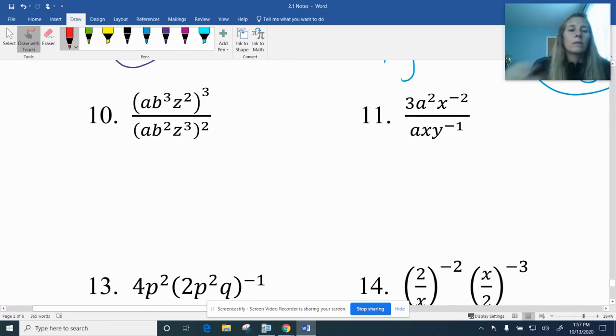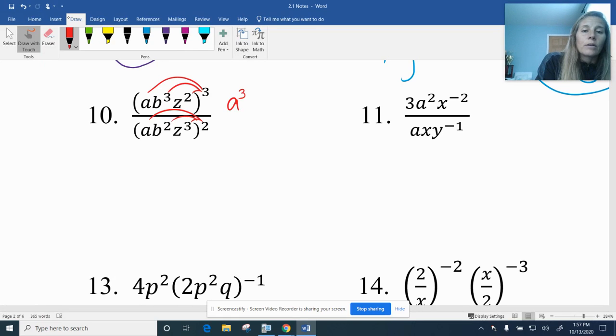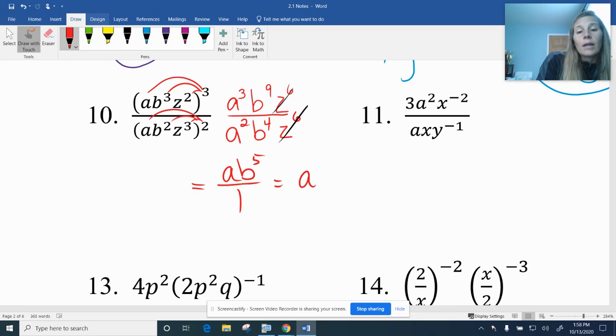Okay, number 10, get rid of those parentheses first. So I have a to the 3rd, b to the 9th, z to the sixth, a to the second, b to the fourth, z to the sixth. The z's cancel. The a's, I subtract my exponents, I'm left with 1a on the top. With the b's, I subtract my exponents, I'm left with 5 on the top. And then I can just write a, b to the fifth for my answer.